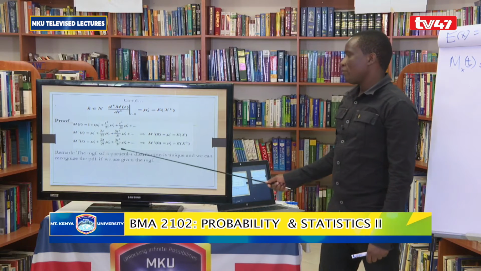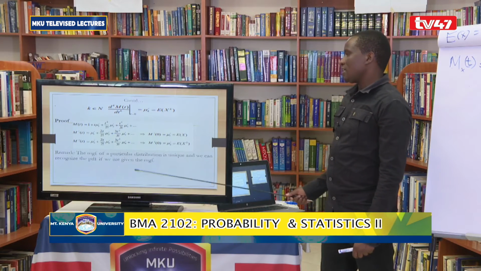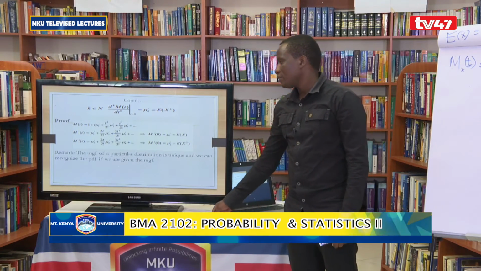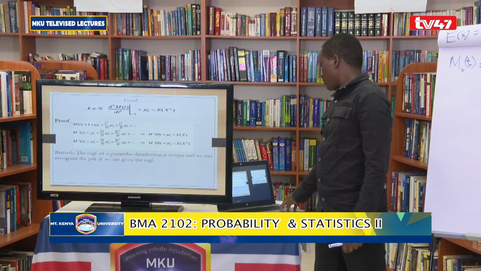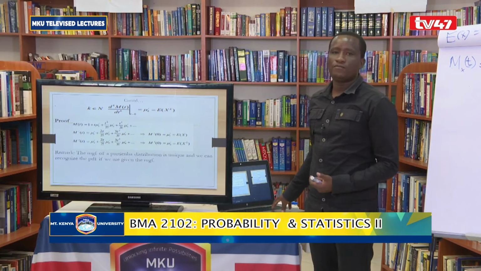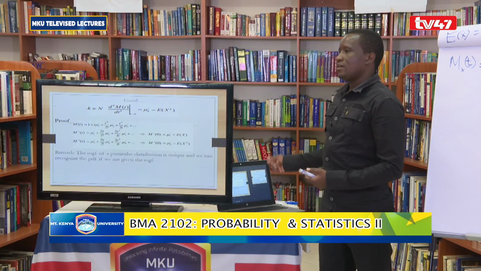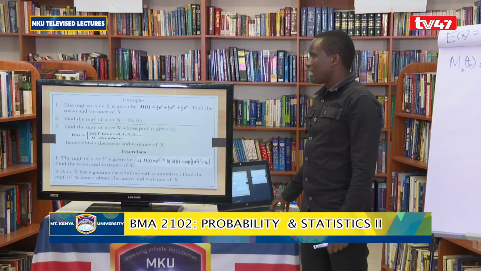The MGF of a particular distribution is unique, and we can recognize the PDF if we are given the MGF. So if you have the MGF, it is easy for you to detect the PDF from which it was derived.